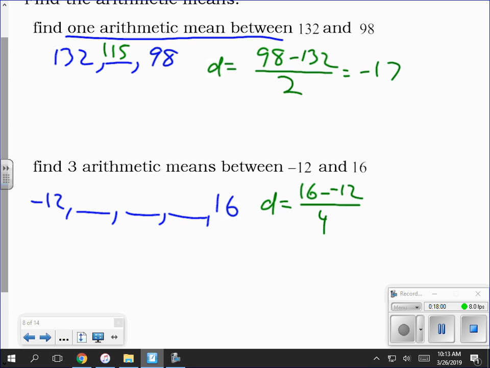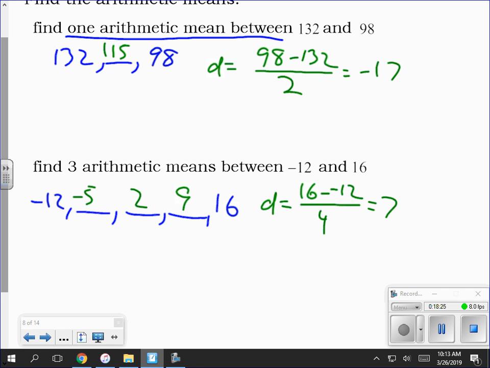28 divided by 4, I get 7. So my D is 7. So that means I add 7 each time. Negative 12 plus 7, negative 5. Negative 5 plus 7 gives me 2. 2 plus 7 is 9. 9 plus 7 will take me to 16.